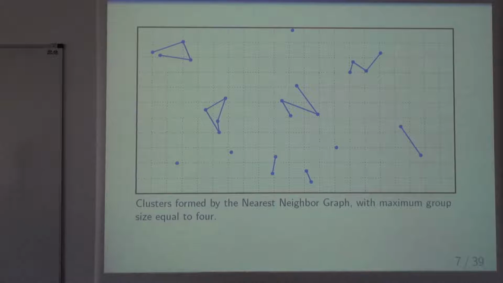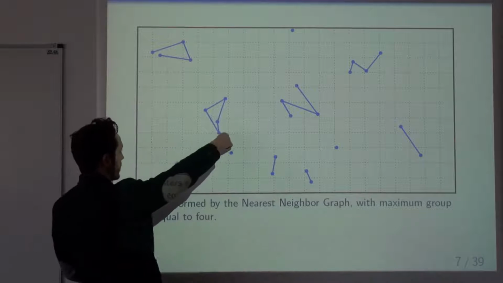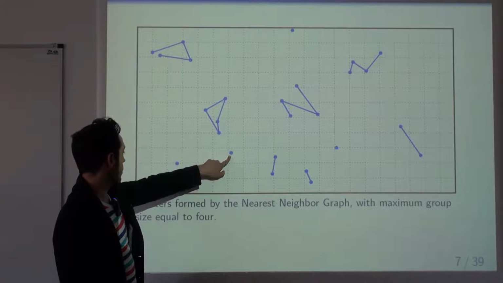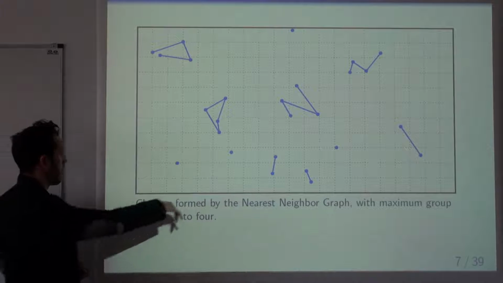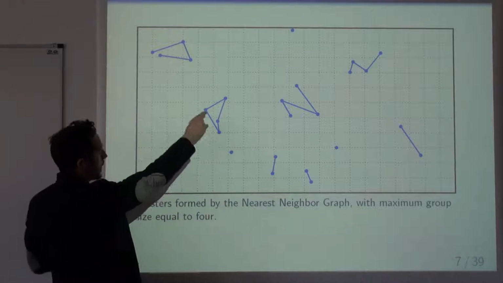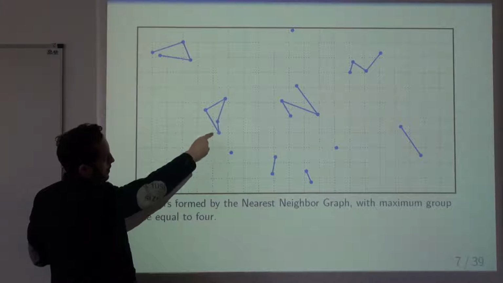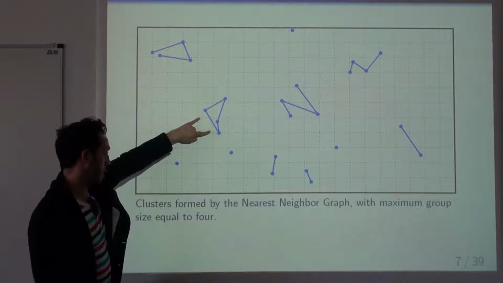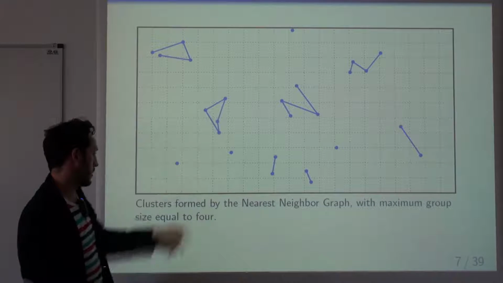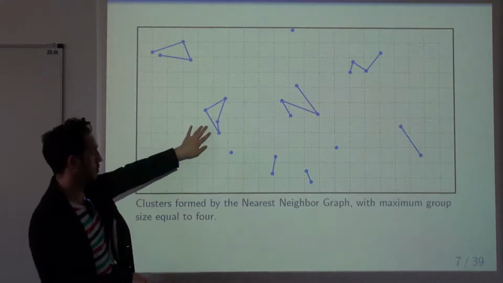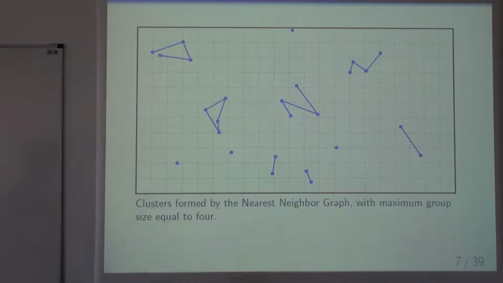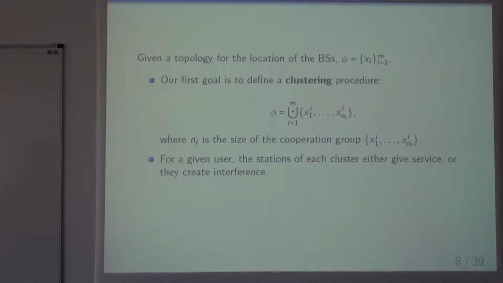This is a cluster formed by the nearest neighbor graph with maximum group size equal to 4. These 4 base stations are going to cooperate. These 4 are going to cooperate. This one is not going to cooperate with any base station because this base station is its nearest neighbor, but this base station cooperates with these 3, and there are 4 elements. So this cluster has size equal to 4, so it stops here. So this is going to work. This base station is going to work by itself.